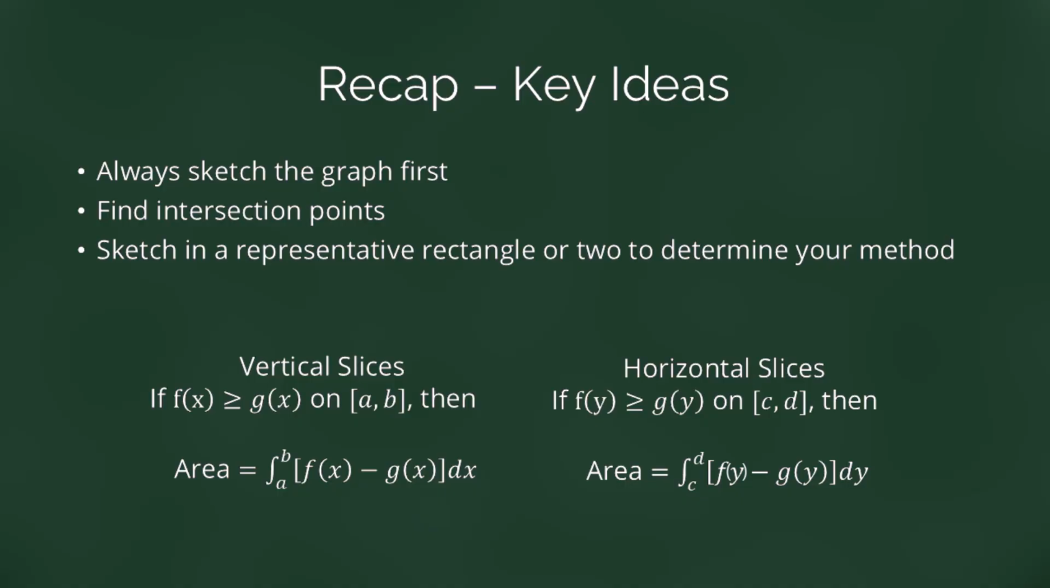If instead you determine you need to use horizontal slices, then when f of y is greater than or equal to g of y on the interval c to d, which means that f is going to be to the right of g of y, then our area will be the integral from c to d of f of y minus g of y dy.